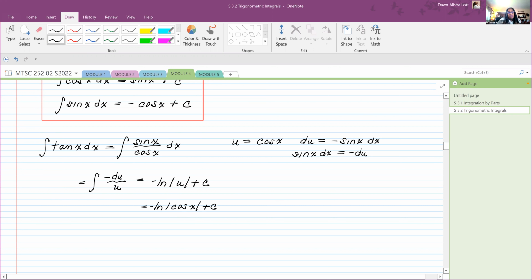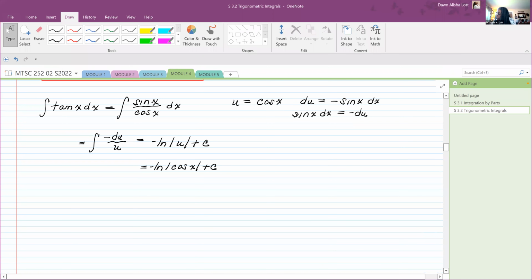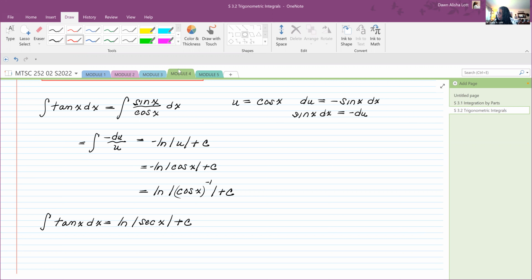This is review. I did this one already. So this becomes the log of the absolute value of the cosine of x raised to the negative 1 power plus a constant. So that gave us secant. So the integral of the tangent of x dx became the log of the absolute value of the secant of x plus a constant. And so then we knew how to integrate tangent.